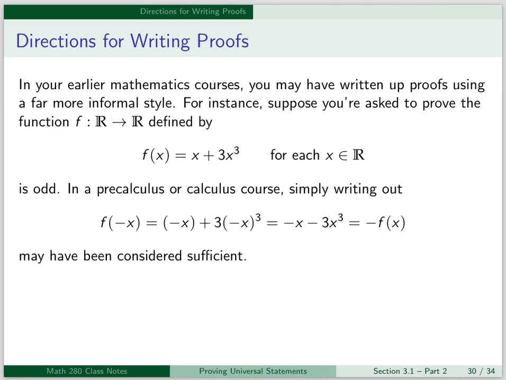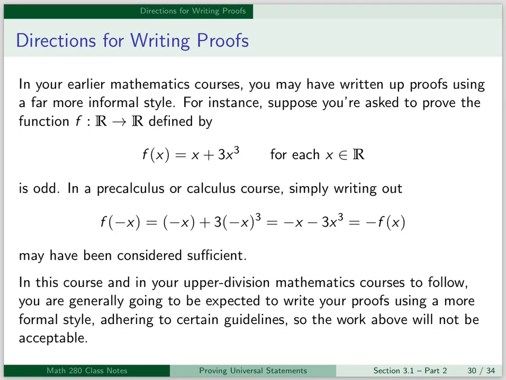In a pre-calculus or calculus course, simply writing out f of minus x is minus x plus 3 times minus x cubed is minus x minus 3x cubed equals minus f of x may have been considered sufficient. In this course, and in your upper division mathematics courses to follow, you are generally going to be expected to write your proofs using a more formal style, adhering to certain guidelines, so the work above will not be acceptable.